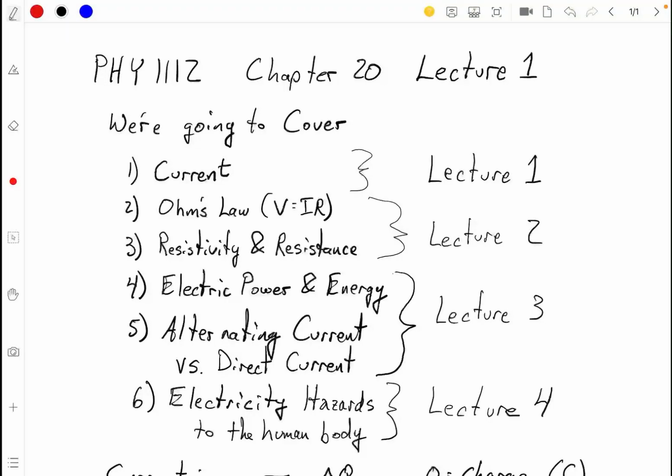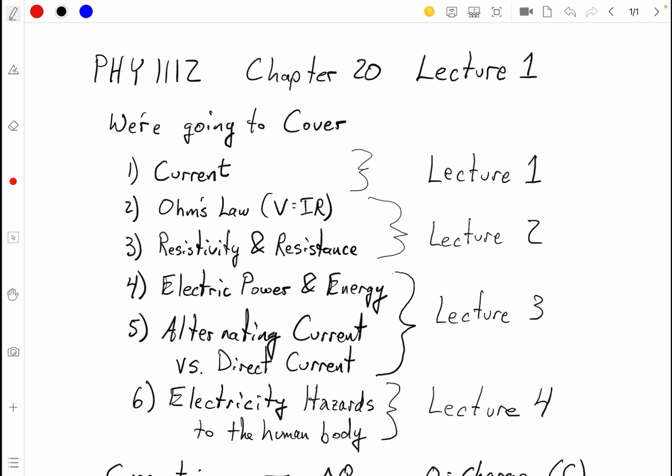All right, so this is designed for Physics 1112, second semester, algebra based. So today, or in this lecture, I should say, we're going to look at current. Chapter 20 is going to cover current, Ohm's law, resistivity and resistance, electric power and energy, alternating current versus direct current, and then finally electric hazards to the human body.